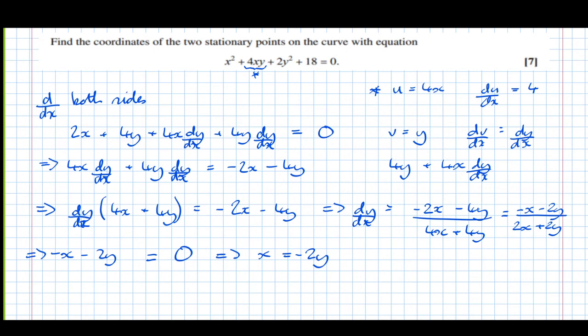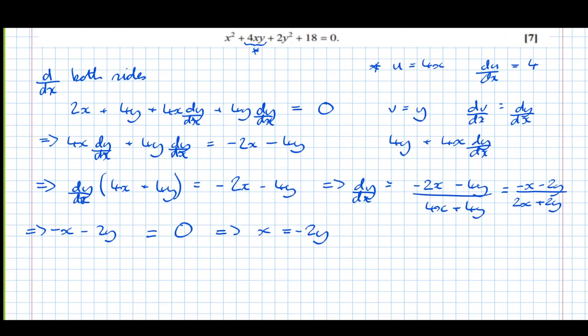So let's do that now. Let's solve x equals minus 2y simultaneously with the original equation. So we know x equals minus 2y, which means that we've got minus 2y squared, that's x squared, plus 4 lots of x, which is minus 2y, times y, plus 2y squared, plus 18 equals 0. And remember, we're working towards the answer, as we saw on Desmos, minus 6, 3 and 6, minus 3. So take that quadratic equation, continue to solve it.